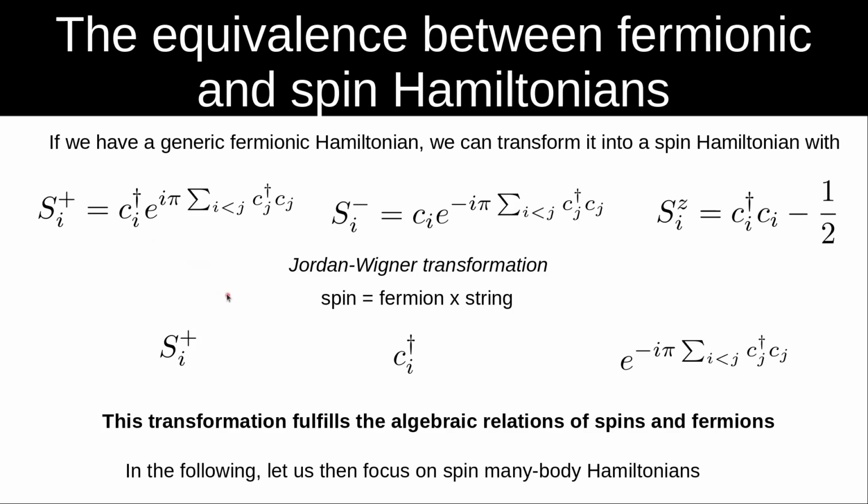The way this is usually described is by saying that spin is effectively a fermion times a string, meaning that the spin corresponds to the spin operator, the fermion corresponds to the creation and annihilation operators, and the string corresponds to this additional extra sign that we incorporated through the exponential in order to account for the commutation and anti-commutation relations of spin and fermionic operators. What this is telling us is that we can think that all interacting Hamiltonians are spin Hamiltonians, or that we can map interacting fermionic Hamiltonians to interacting spin Hamiltonians.